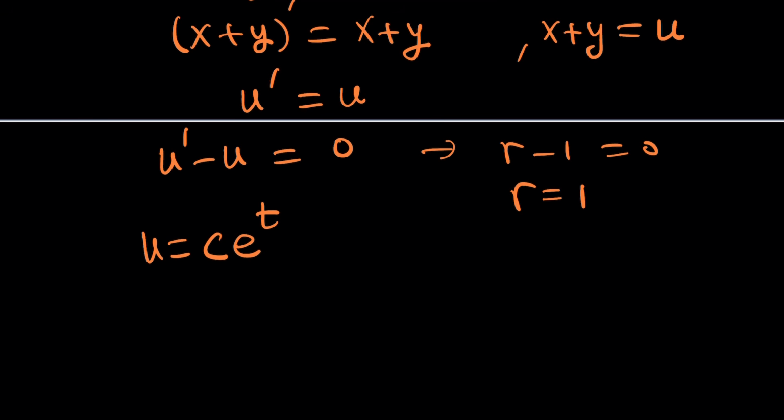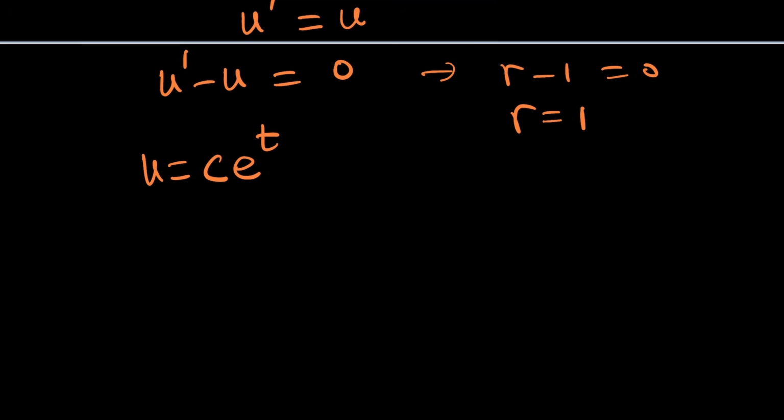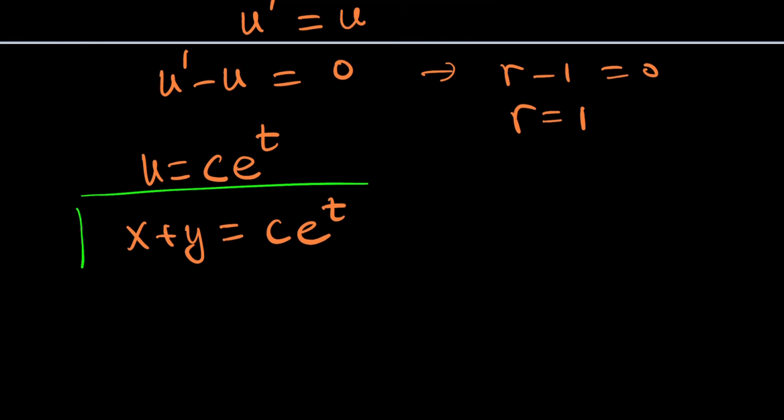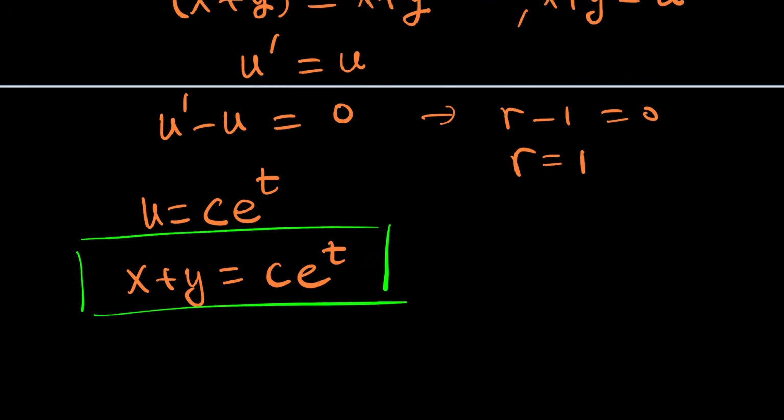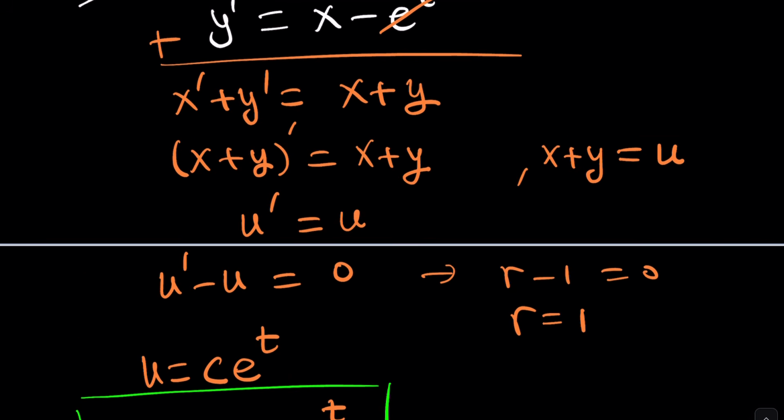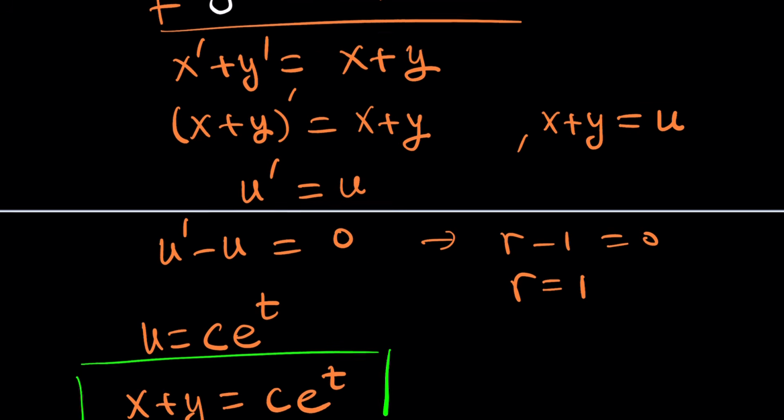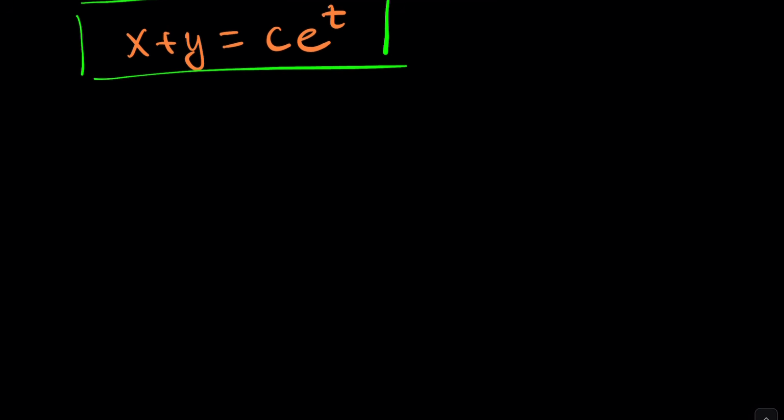Anyways, so we got u, but that's not the whole purpose. If you remember, we set u equal to x plus y. So this means x plus y is equal to c e to the t. Let's save it for now because later on we're going to use it, okay? Now, what's next? The next thing is we do need to have something for x minus y, right?